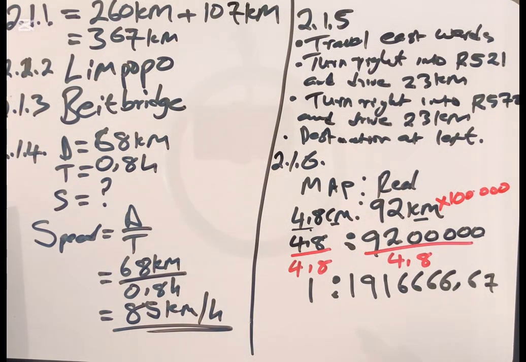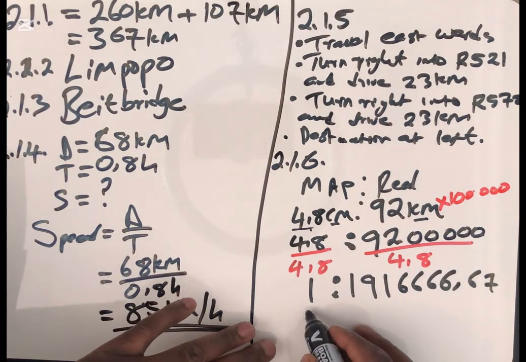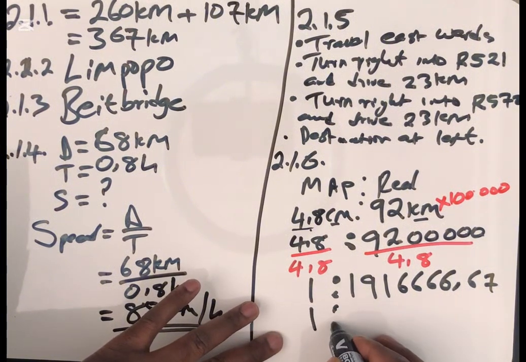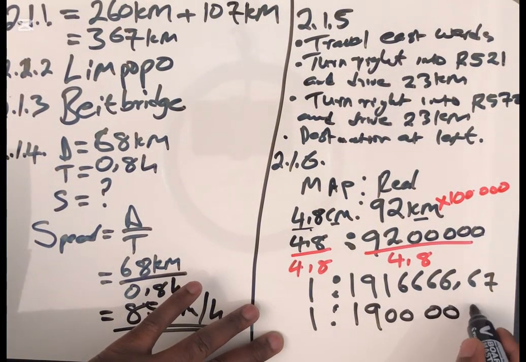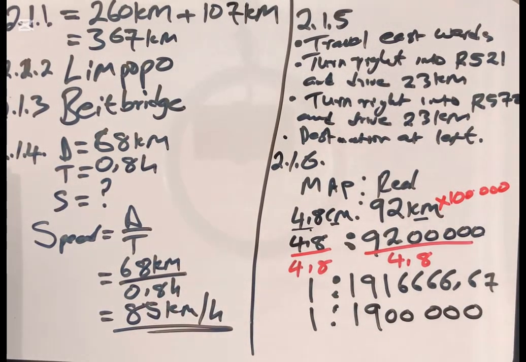If you go back to the question, it said round this off to the nearest 100,000. So we just have to check what this is closest to. It's closest to 1,900,000. So we now have 1 is to 1,900,000. That is our answer. What is the meaning of that? 1 unit on the map represents 1,900,000 units in real life. So we are done with 2.6.